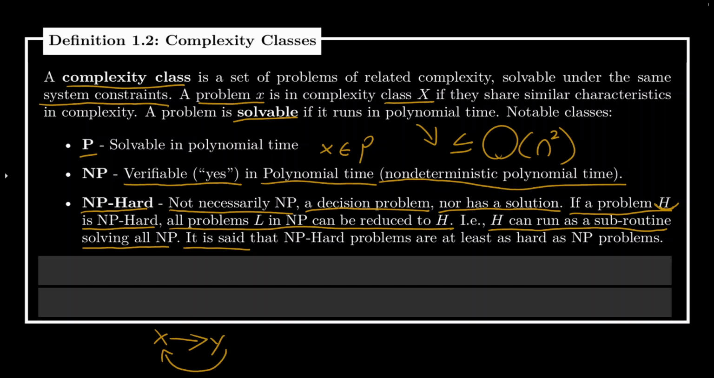Now, it is said that NP hard problems are at least as hard as NP problems. So these are considered usually the hardest problems that we can solve at the moment. These are the most difficult ones. And because of their difficulty, I will show in a moment some examples, and you'll understand why if we can solve these NP hard problems, we can most definitely solve a lot of these NP problems.